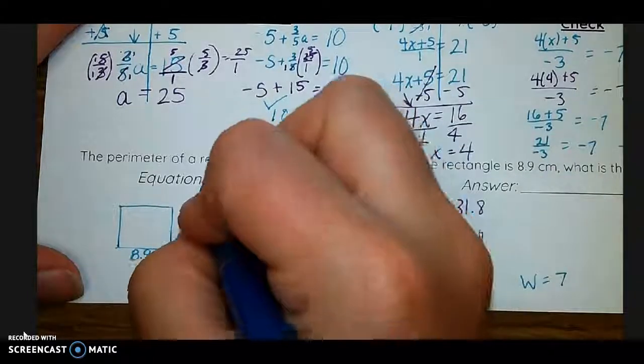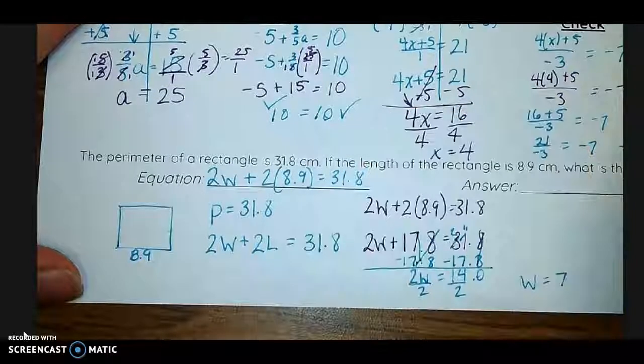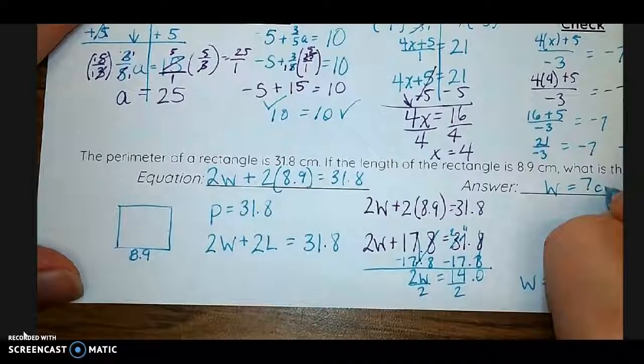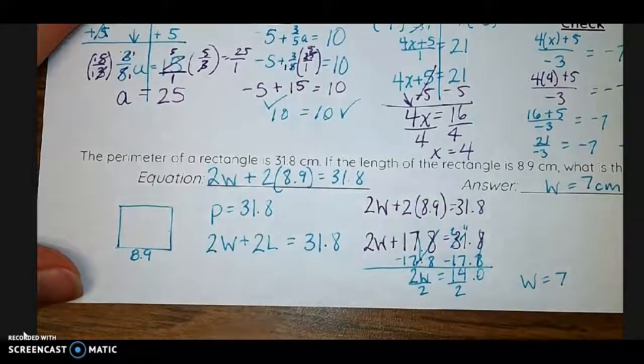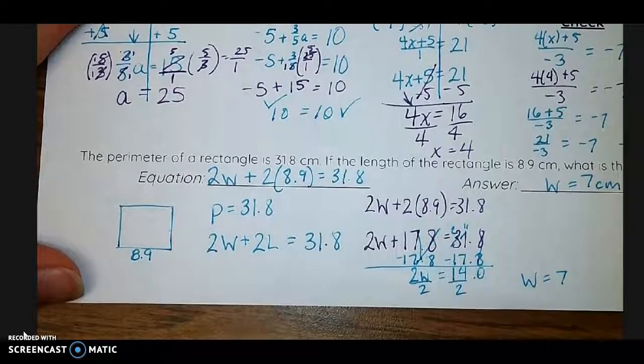So my equation again was 2w plus 2 times 8.9 equals 31.8, and I found out that my width was 7 centimeters. Feel free to pause this, stop it, go back, re-listen to it, try to figure it out before you see the answer, all to try to help yourself, and let me know if you have any questions.